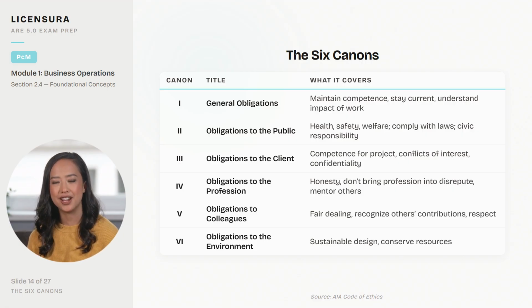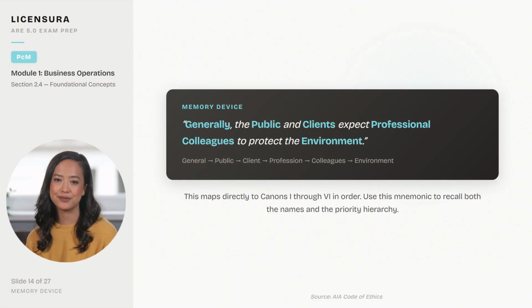Here's a memory trick to keep them in the right order. Generally, the public and clients expect professional colleagues to protect the environment. General, public, client, profession, colleagues, environment. That maps directly to Canons 1 through 6. Say it a couple times and it locks in.